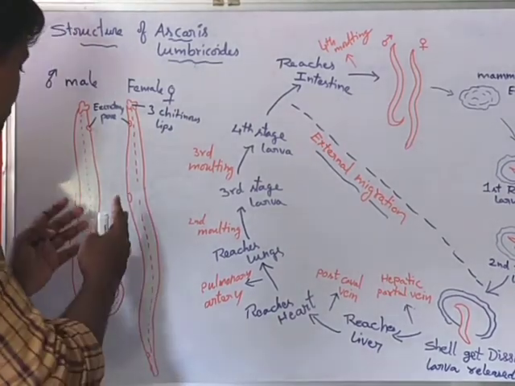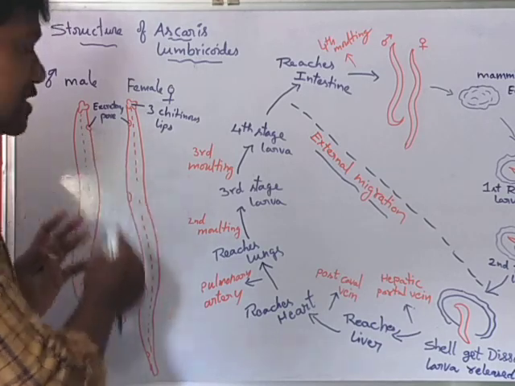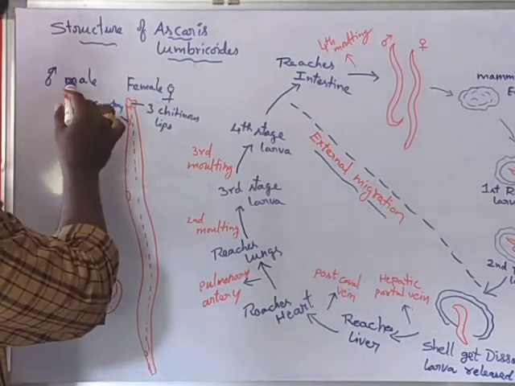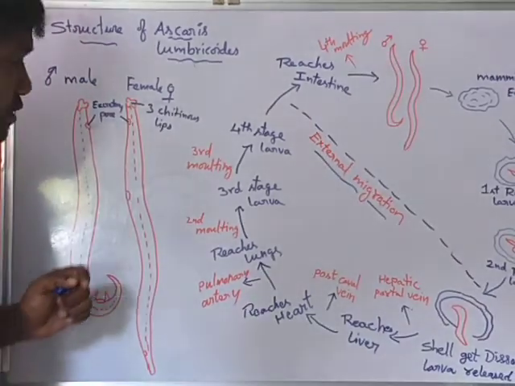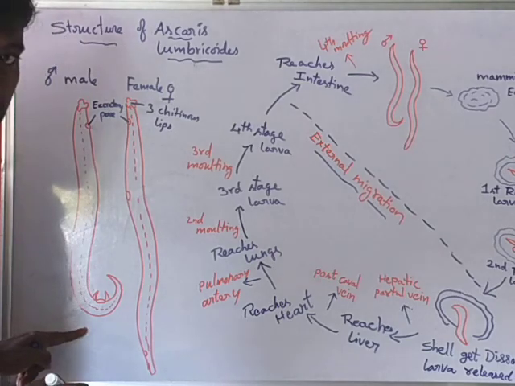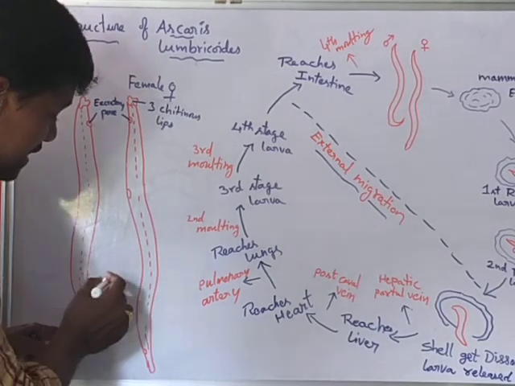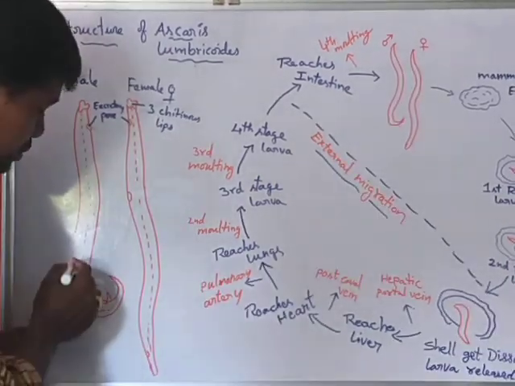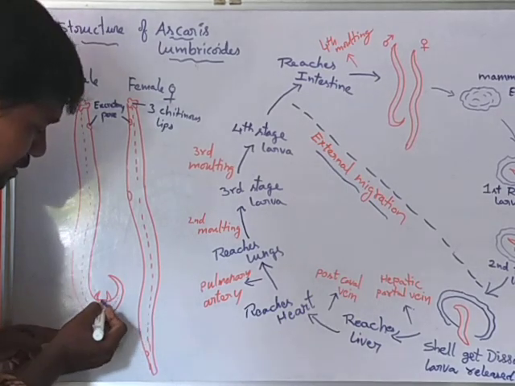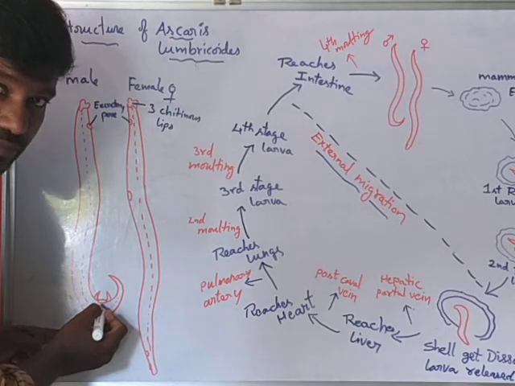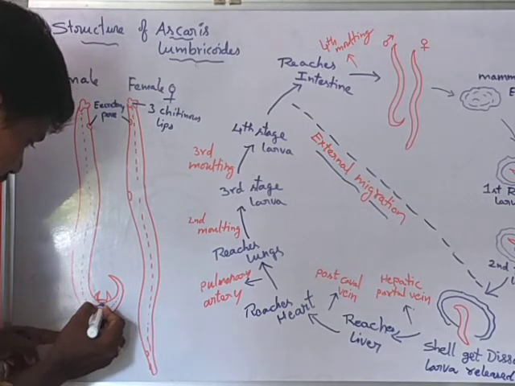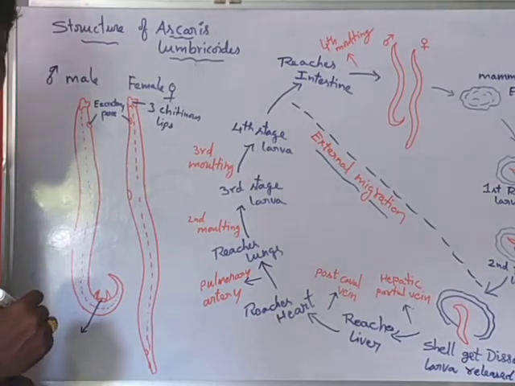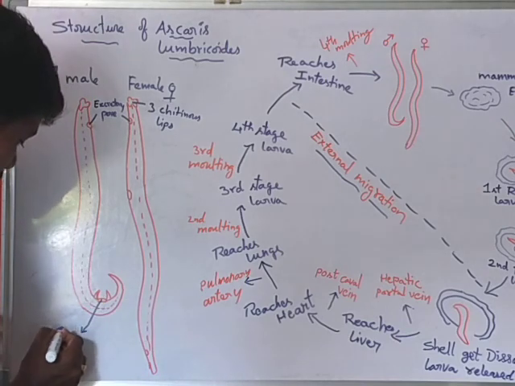Now we will see the comparison of characters between the male and female organisms. First, the male organism. The posterior end, which is considered the tail, is curved. That is the main difference. Near the curved tail, on the ventral side, there is a small aperture called the cloacal aperture.